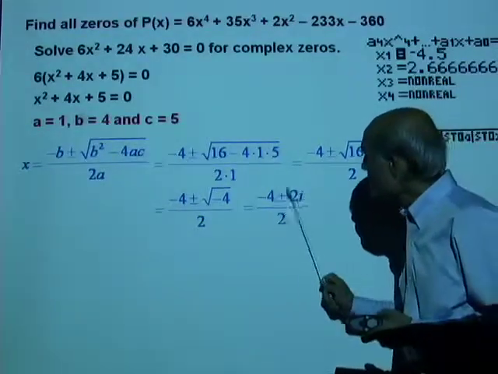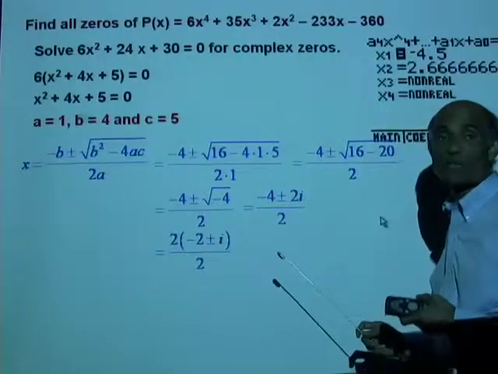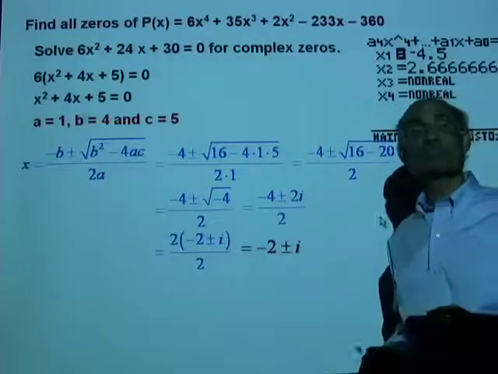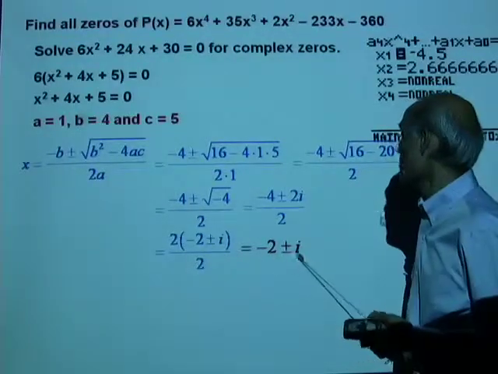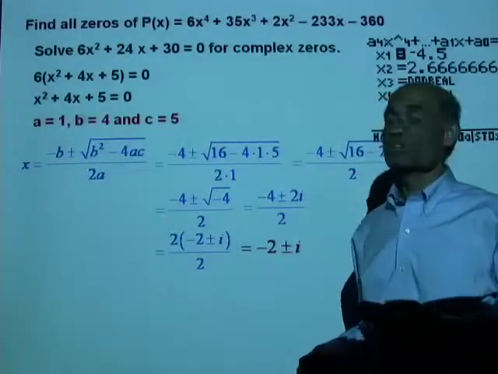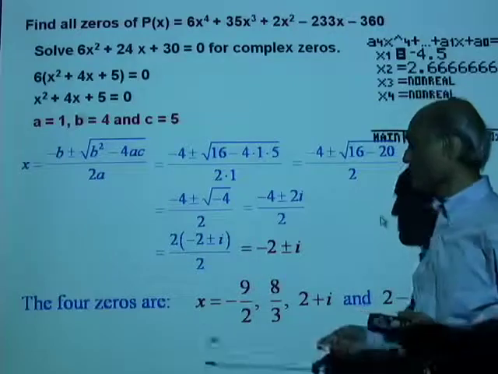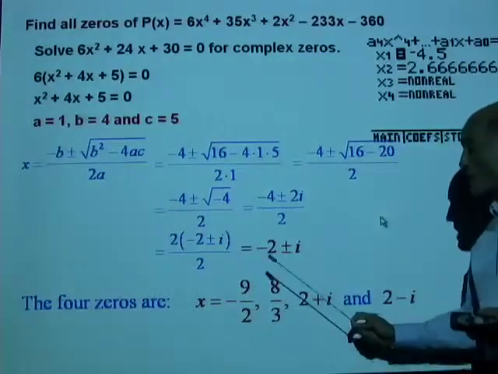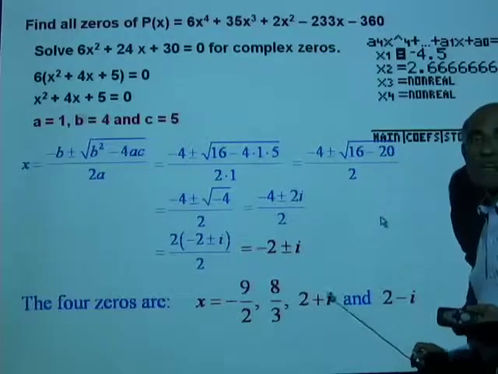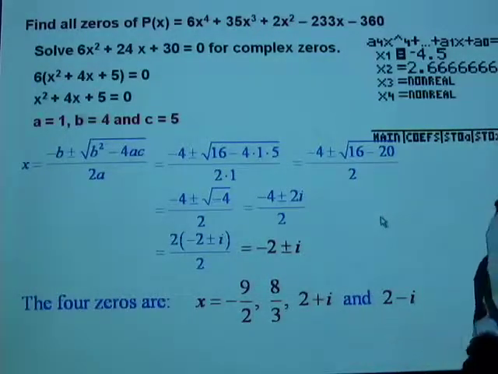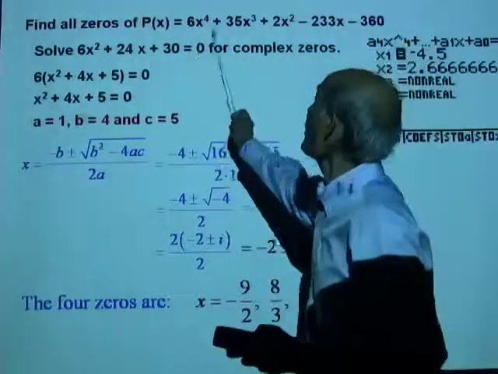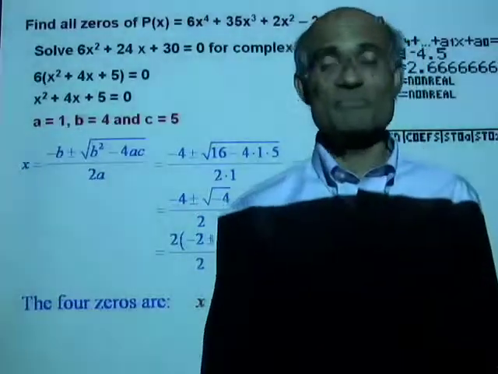And factor out a 2 on the numerator and cancel the 2. You get the complex zeros are negative 2 plus or minus i. Negative 2 plus i is a zero. Negative 2 minus i is a zero. Therefore, the 4 zeros are negative 9 over 2, 8 over 3, negative 2 plus i, and negative 2 minus i. And these are the 4 zeros of this polynomial function.